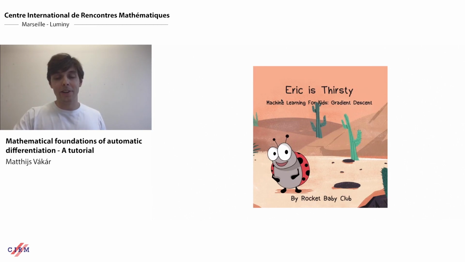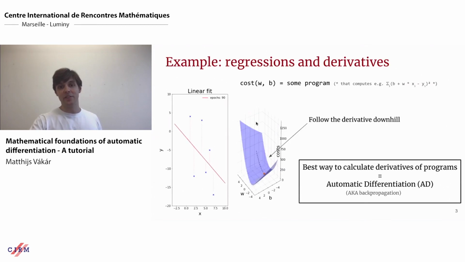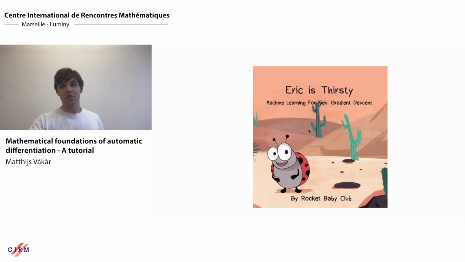Here's a funny cover of a children's book I saw the other day. Turns out that people now consider this optimization technique, it's typically called gradient descent, so important that they're writing children's books about it. So hopefully this convinces you that gradient descent and therefore automatic differentiation are important.